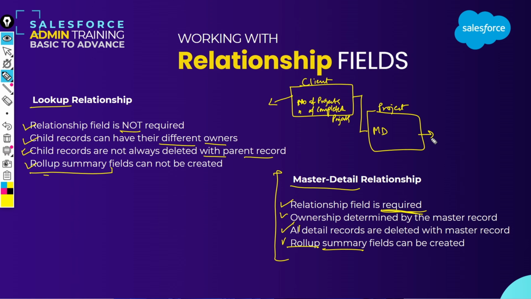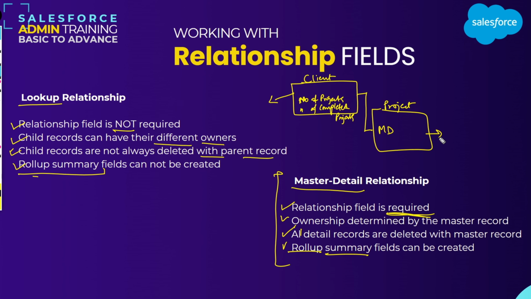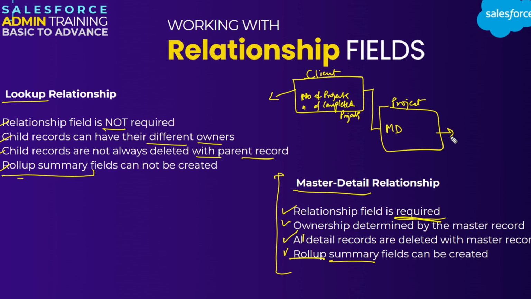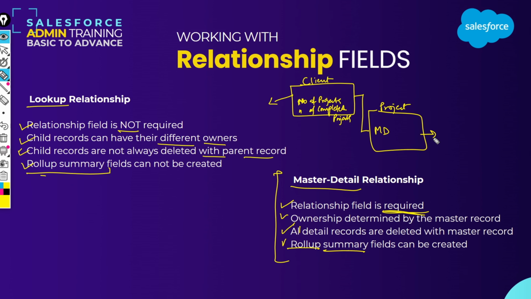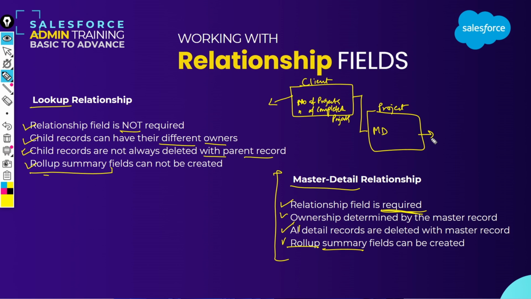So, these are tricky things, and these are things which we need to understand while taking decisions. When we are doing the data model, when we are planning our relationships, these are the points which we need to consider. Is it fine for us to have all the child records owned by the same person who owns the master record or the parent record? If that is the case, master-detail is an okay choice. Do we need a roll-up summary? If we need a roll-up summary, then master-detail is the right choice. So, there are several factors.